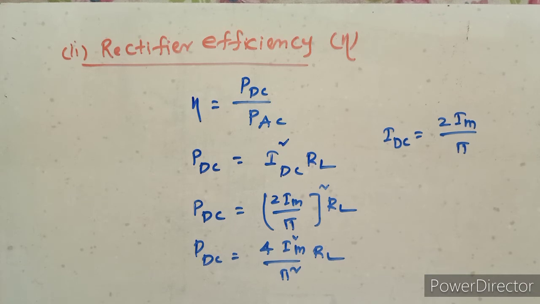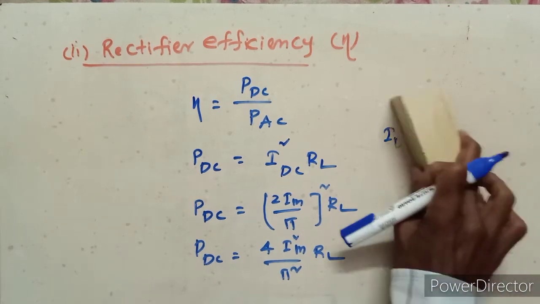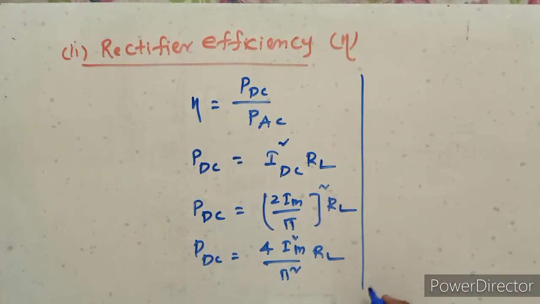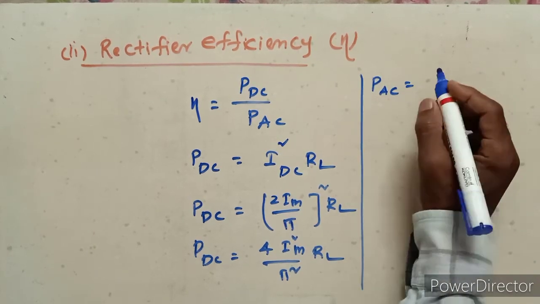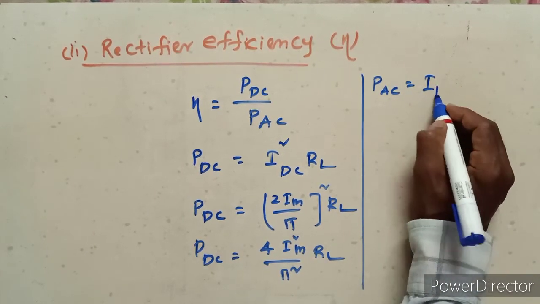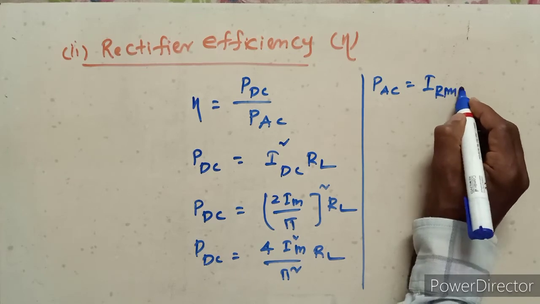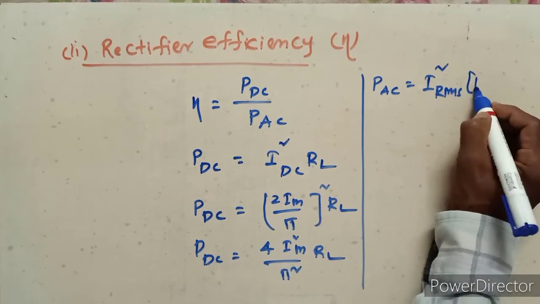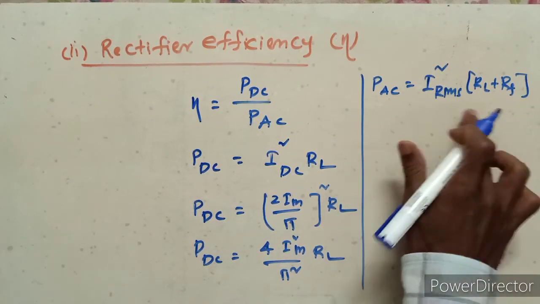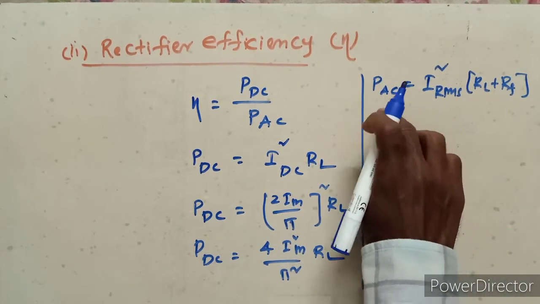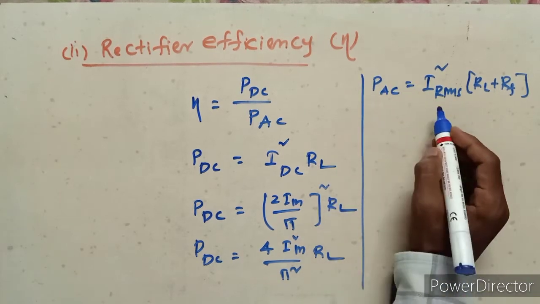Next, what is the AC input power? We already know that the AC power equals the RMS current squared into (RL plus RF). This is the AC input power.